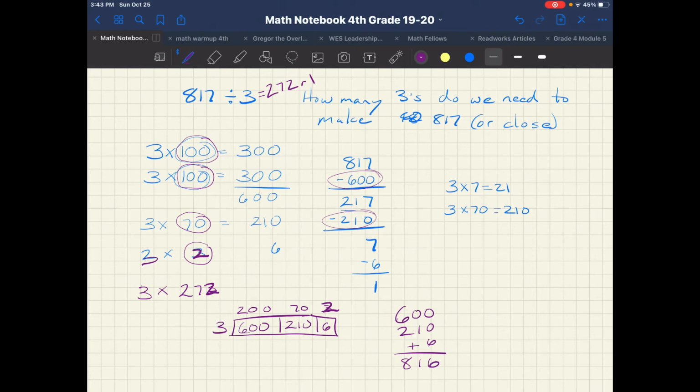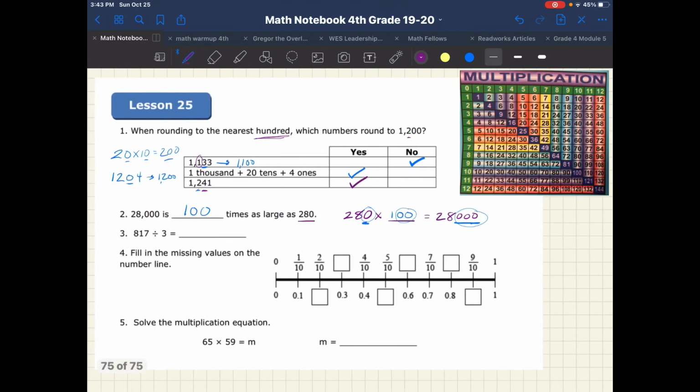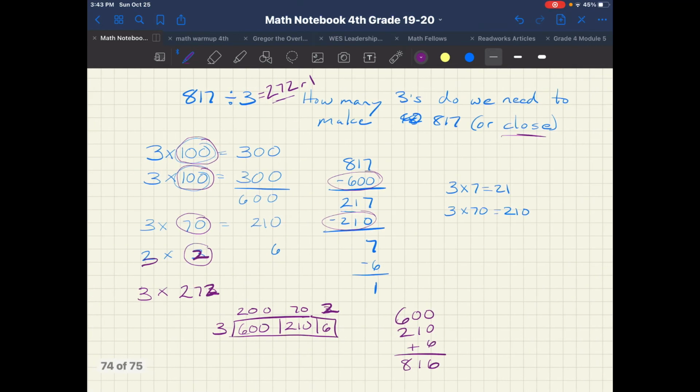So 817 divided by 3. How many threes do we need to make 817 or close to it? We needed 272 threes. We multiplied it out to double check. And that got us really close. It got us to 816. We were 1 away from 817, and that's why we have the remainder 1. So 272, remainder 1. Don't just write this on your paper. Write all of this on your paper.